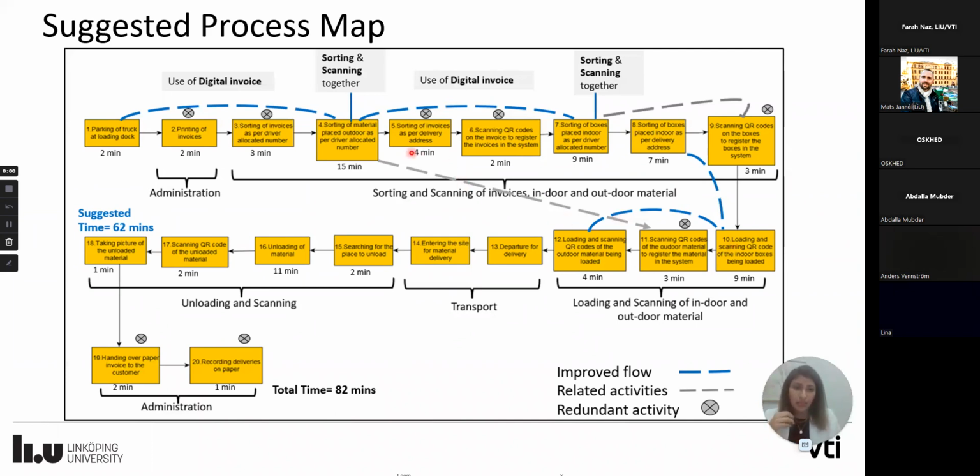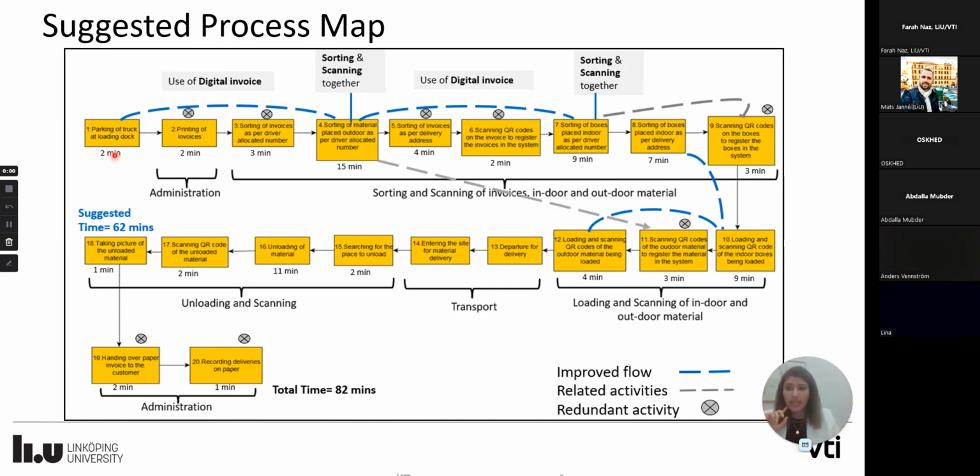This will also help us save a lot of time. And these small gray circles with a cross in them show which activities can be removed or are redundant. Also, in the end, drivers hand over the paper invoice when they unload the material at the construction site, so that activity will also be reduced. And the driver also doesn't have to record the deliveries on paper, because now everything is done digitally.